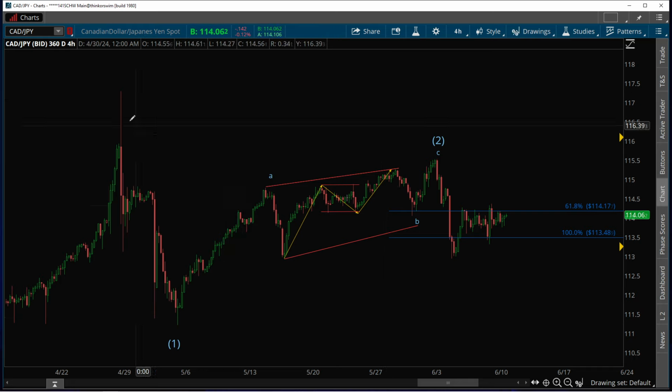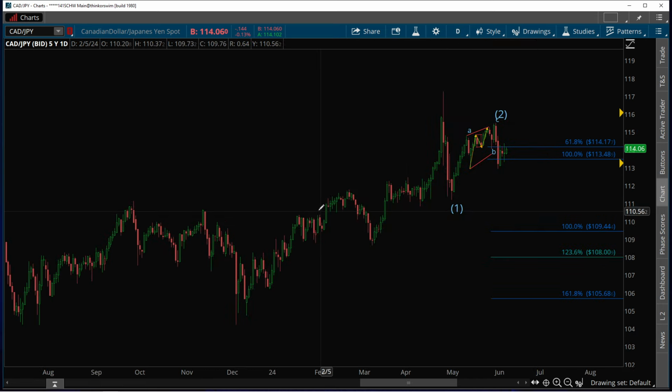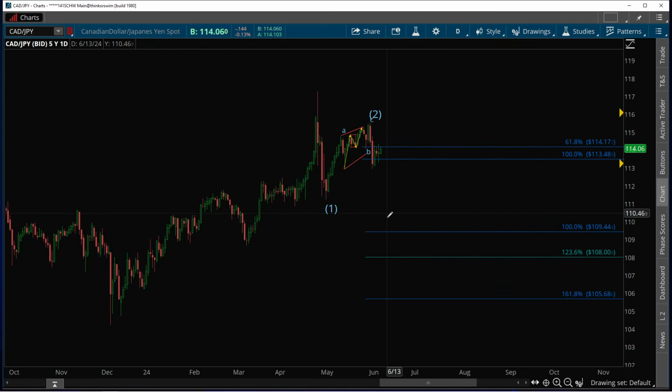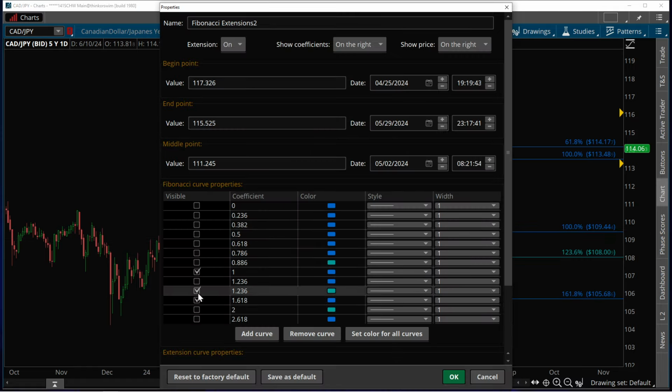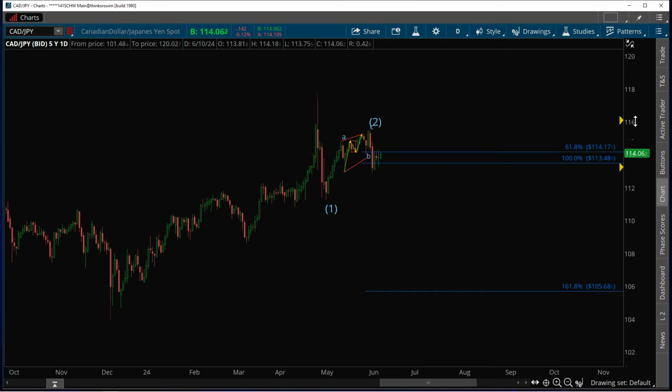Now we measure wave 1 to the top of wave 2, and we can get rid of the one. I'm not expecting to stop at the 100, right? We're not stopping at the 100. We're not stopping at the 123.6. We're running down to the 1618 or the 2618, all right? So we'll put the 1618 on and the 2618.